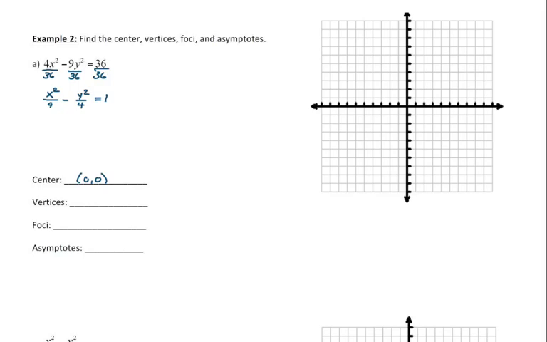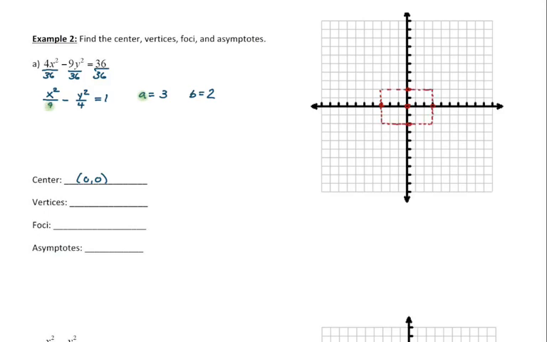And then I want to identify a and b so that I can draw my box and then begin putting this graph together. So a, again, is always going to come from the denominator of the variable that's written first. So in this case, a would be 3, and b would be 2. So I'm going to put that together on my graph. So I'm going to graph my center at 0, 0, and then here's how I'm going to draw my box.